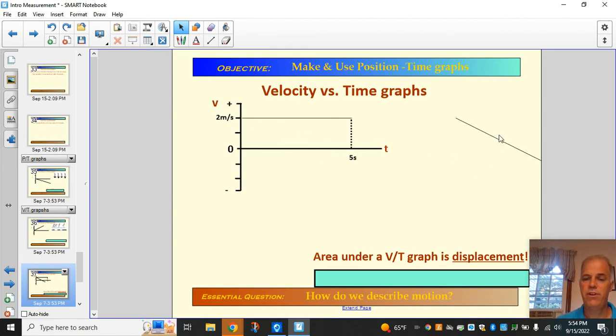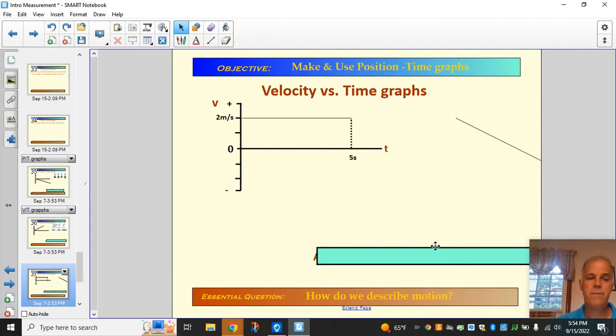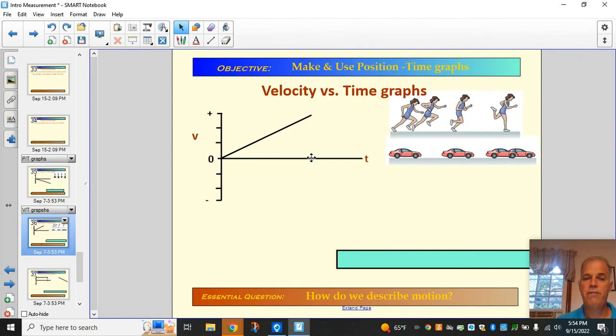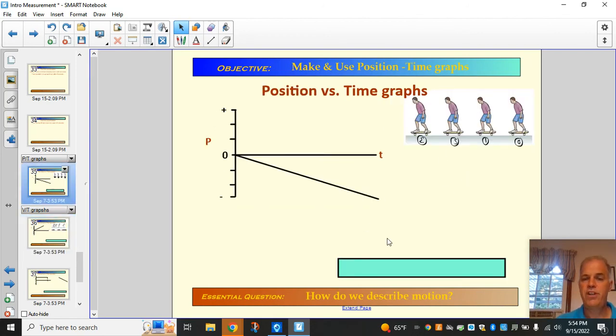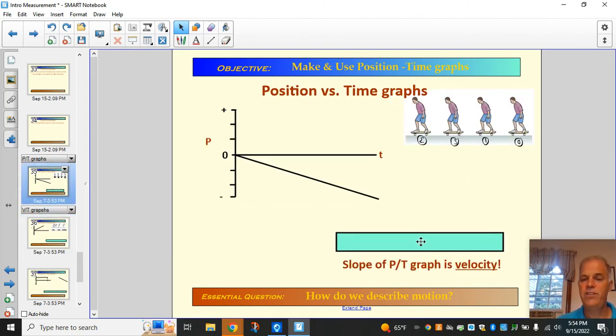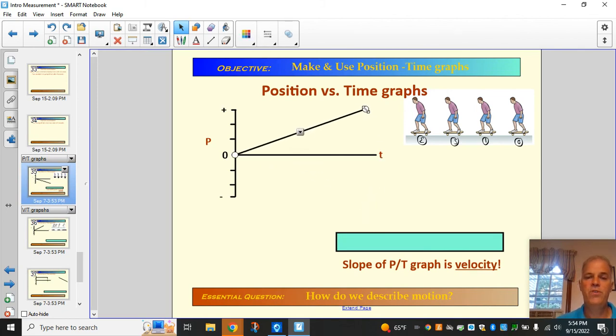So that is velocity versus time graphs. The area under the velocity versus time graph is displacement. The slope of velocity versus time is acceleration, as we said before. And then finally, position versus time, the slope is velocity. Now you may be wondering, well, what is the area underneath a position versus time graph? Well, you can do the math on that, but it turns out it's meaningless.